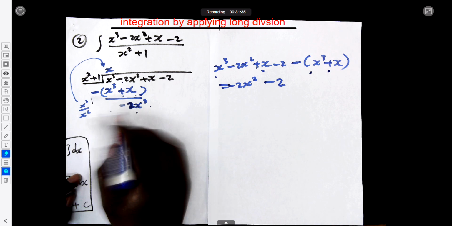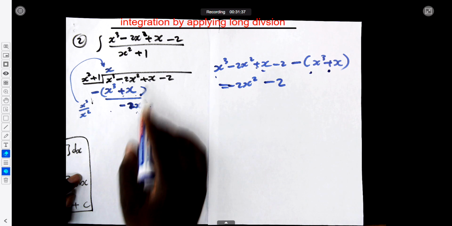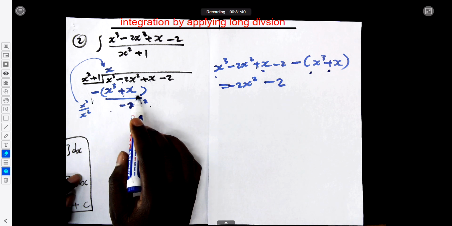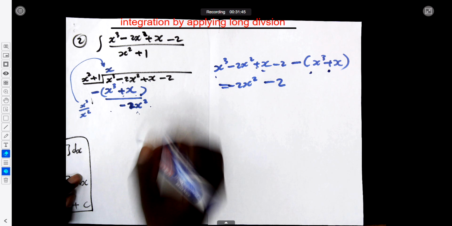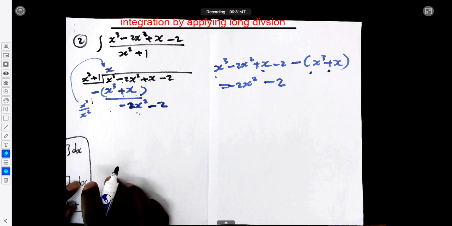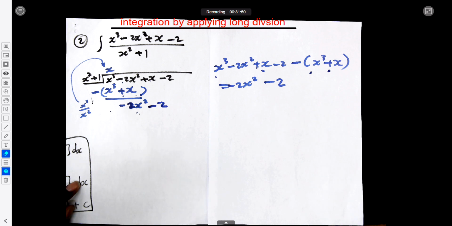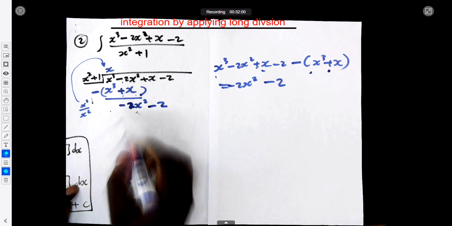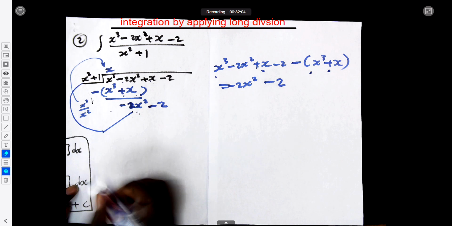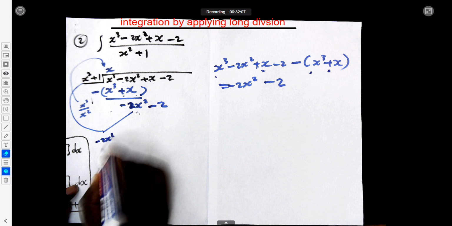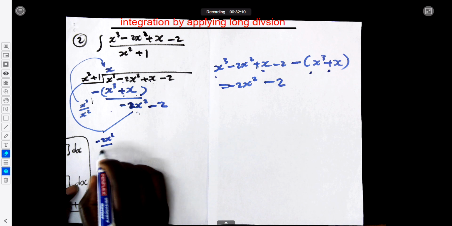So negative 2x squared minus 0 is still minus 2x squared. Then x has a like term that it can subtract, which is x, goes to 0. Then minus 2 minus 0 is still minus 2, isn't it? So we need to continue further and divide until we have a constant or 0. We start again. The first term of the answer that we got must be divided by the first term of the divisor. So negative 2x squared divided by x squared.